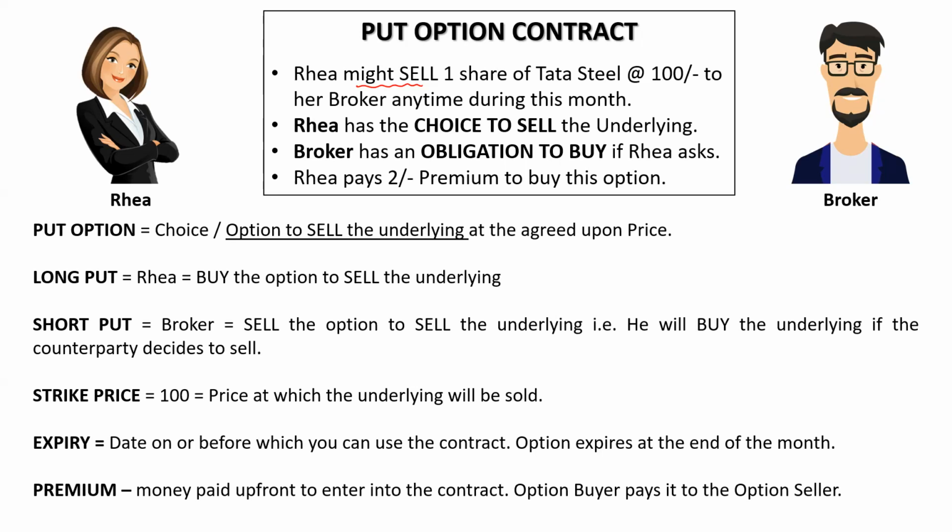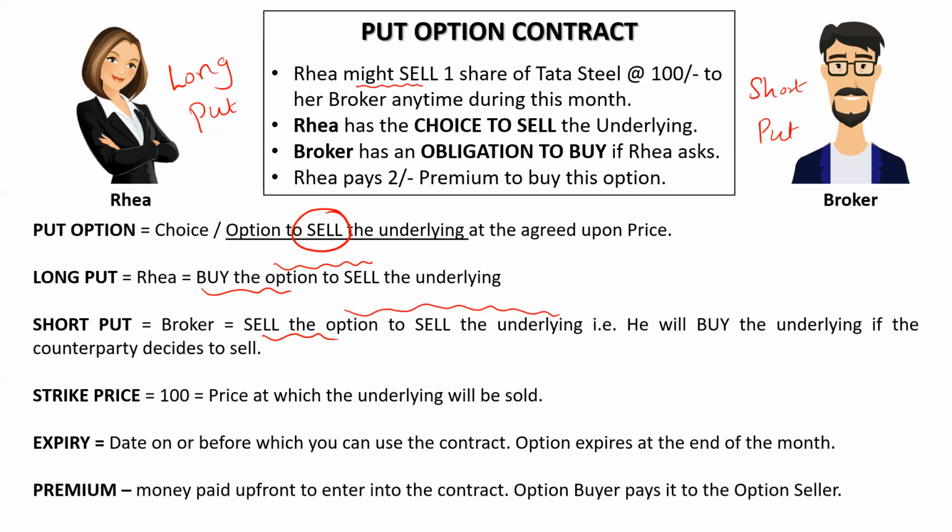So a put option contract is a choice or an option to sell the underlying asset at an agreed upon price. Ria is known as the long put because she is buying the option, and this option is to sell the underlying. The broker is the short put. He is selling the option, and this option is to sell the underlying asset. That is, the broker will buy the underlying if the counterparty decides to sell.